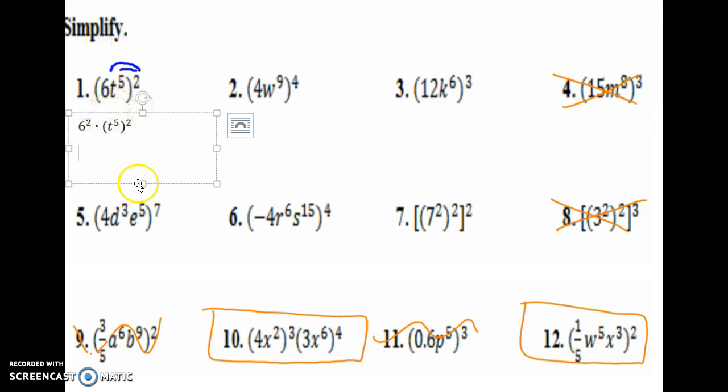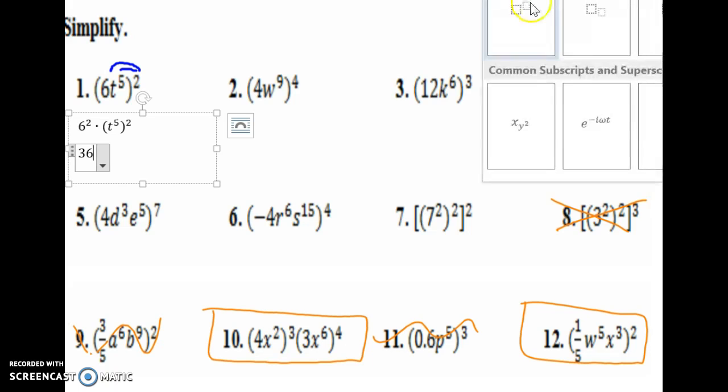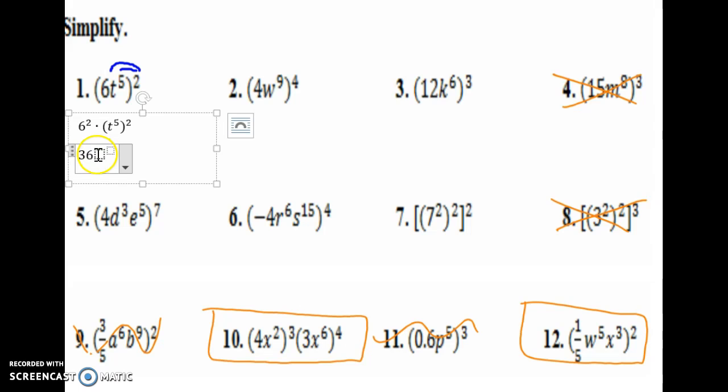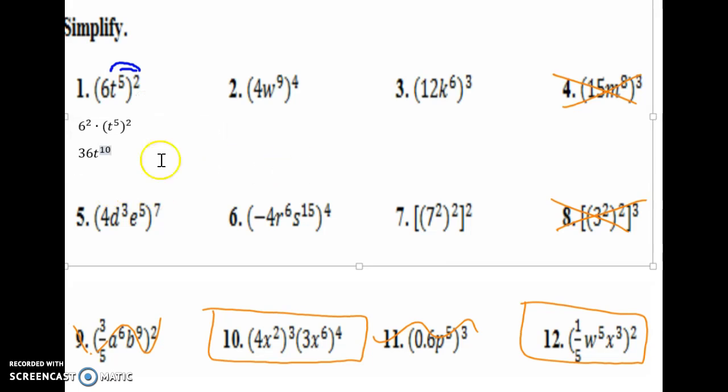So 6 to the second is 36. And then t to the fifth to the second is actually t to the 5 times 2. So that would be 36, and then it would be t to the 10th. Okay, and so that's how you would do that one.